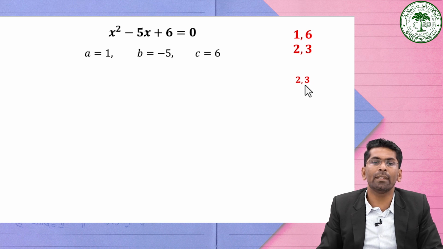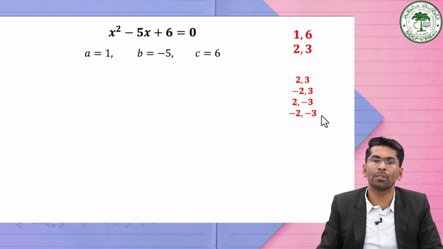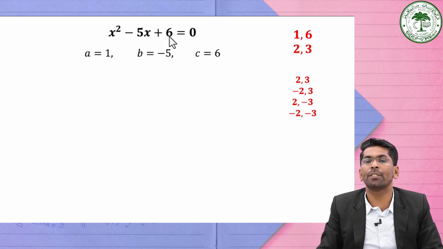Here with 2 and 3, we again want to change the sign. If you multiply 2 into 3, it is 6, but if you add them, it is 5. So we want minus 5. It may be minus 2 and 3, or it may be 2 and minus 3. Minus 2 and minus 3 will be proper, so that we get a sum of minus 5. And if you multiply minus 2 into minus 3, you get plus 6.